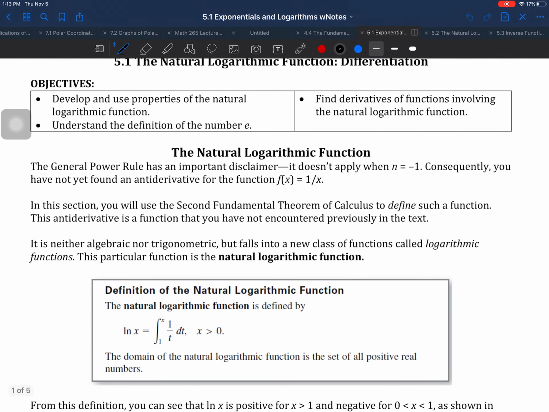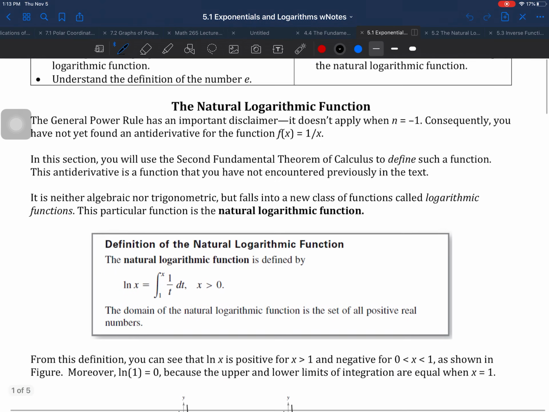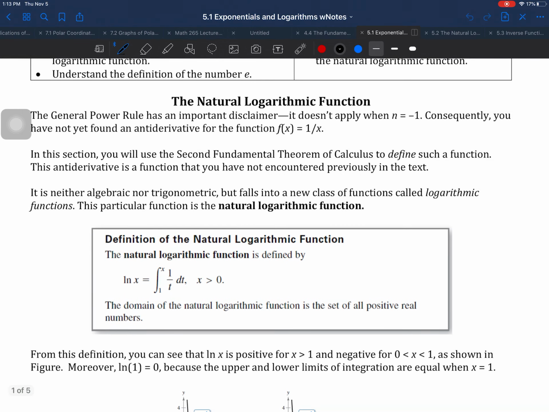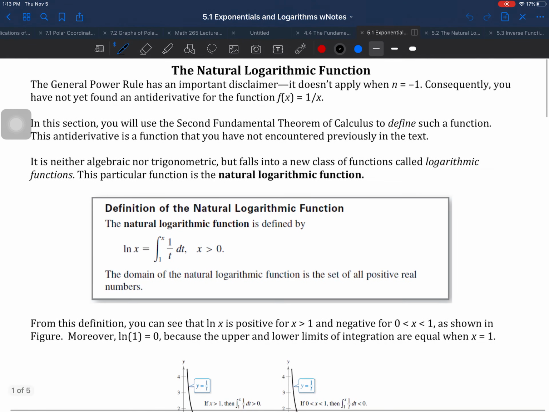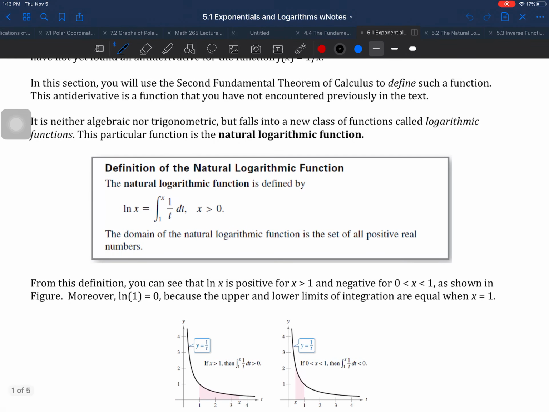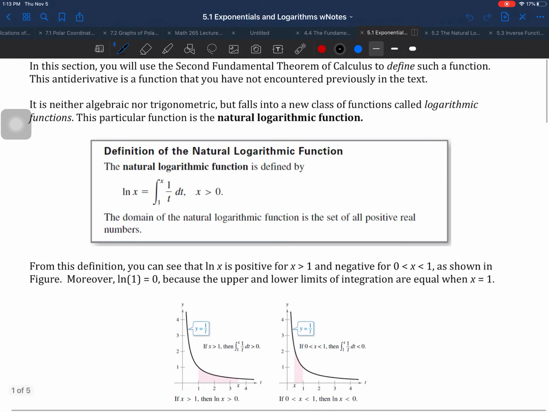In this section, you will use the second fundamental theorem of calculus to define such a function. This antiderivative is a function that you have not encountered previously in the text. It is neither algebraic nor trigonometric, but falls into a new class of functions called logarithmic functions. This particular function is the natural logarithmic function. So let's define this new function.